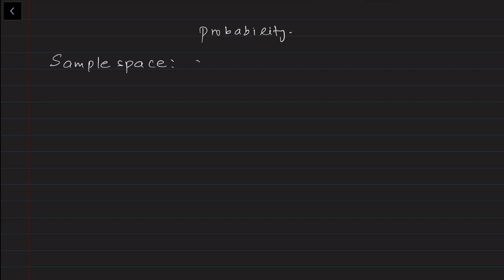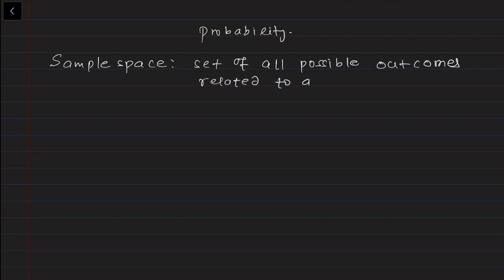Sample space is the set of all possible outcomes related to a random experiment. Random experiment. Please focus on the phrase random experiment. Random experiment means you know all the possible outcomes of the experiment, but you do not know the result or the outcome of the particular trial or the experiment.